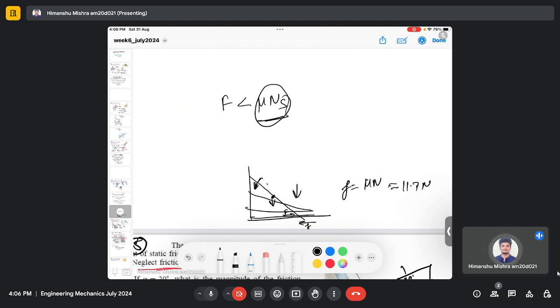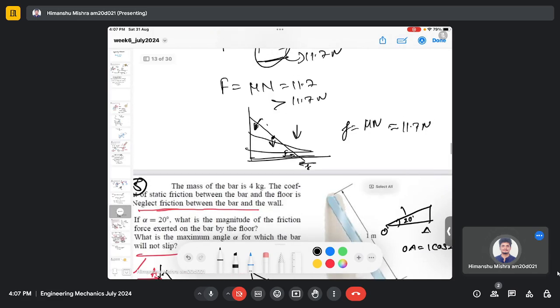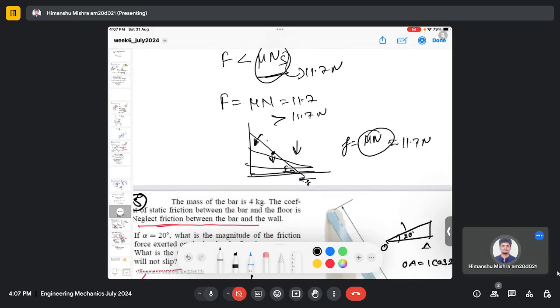So if the force is less than this friction force, which is 11.7 Newton, the body will remain in equilibrium. And the friction force is quantified by the static coefficient of friction. But once this force equals mu N, or 11.7 Newton, or even greater than 11.7 Newton, the system will no longer remain in equilibrium and will start moving. So here you need to consider the maximum friction force, which is obtained by using this relation, 11.7 Newton.